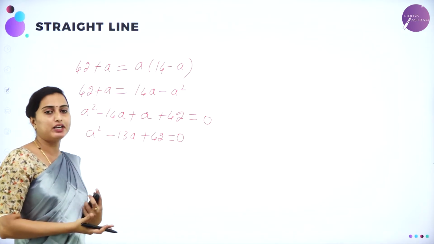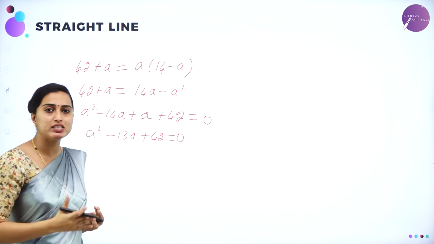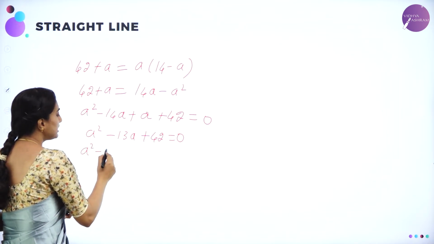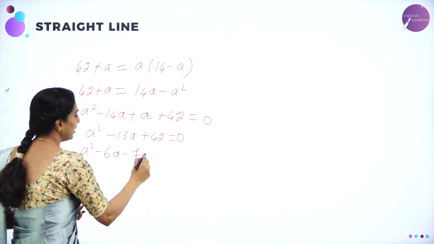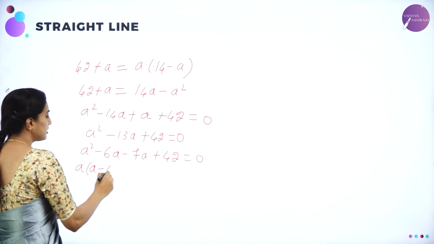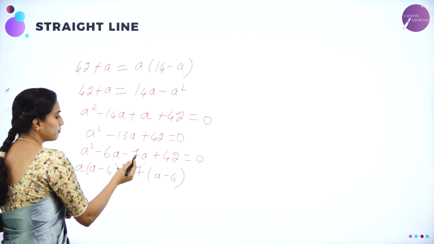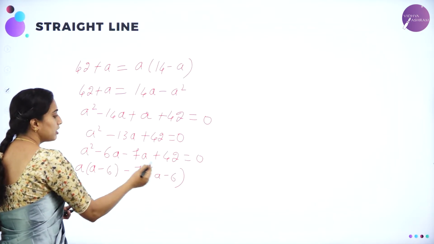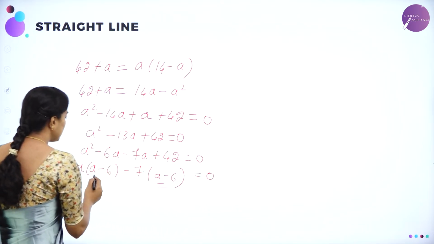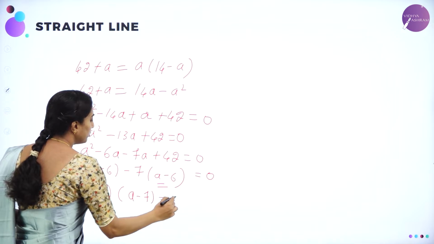Now if you add or subtract, you should get 13. You know already 7 sixes are 42, minus 7 minus 6 is minus 13. Therefore, you can have a squared minus 6a minus 7a plus 42 equal to 0. So, a into a minus 6 minus 7 into a minus 6. Because minus 7 into a is minus 7a, minus 7 into minus 6 is plus 42, which will be equal to 0. You can take a minus 6 common. So, a minus 6 into a minus 7 equal to 0.